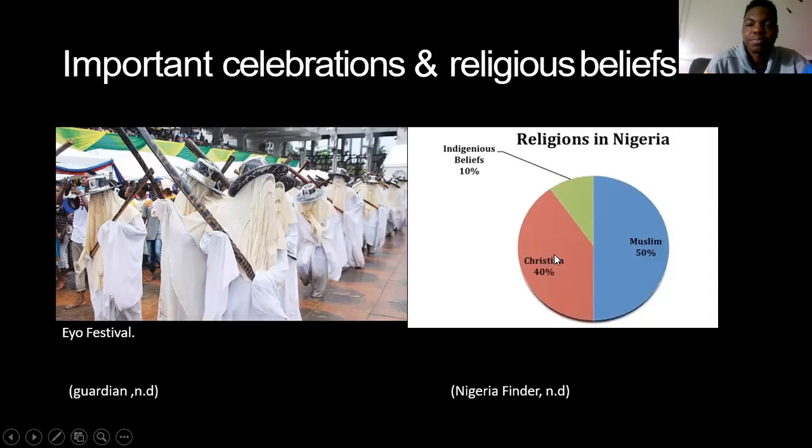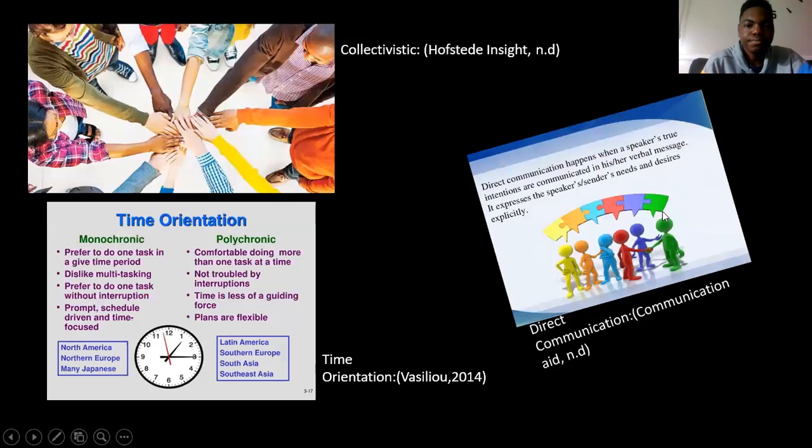40% of Nigerians believe in Christianity, 50% are Muslims, and other traditional beliefs, like those who believe in Shango and all those traditional beliefs, fall in the 10%.